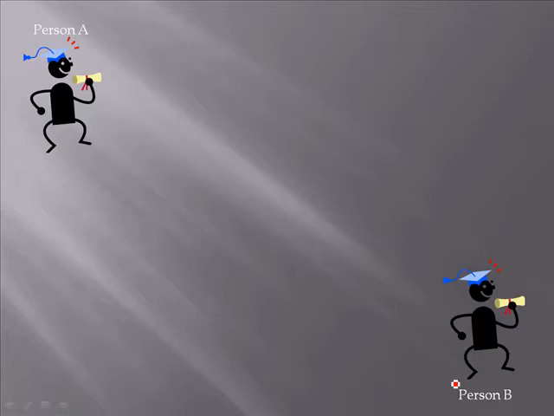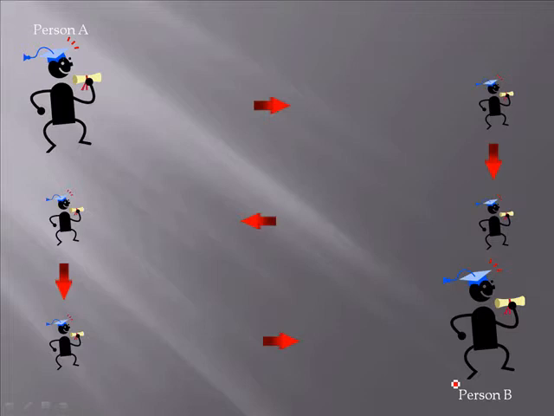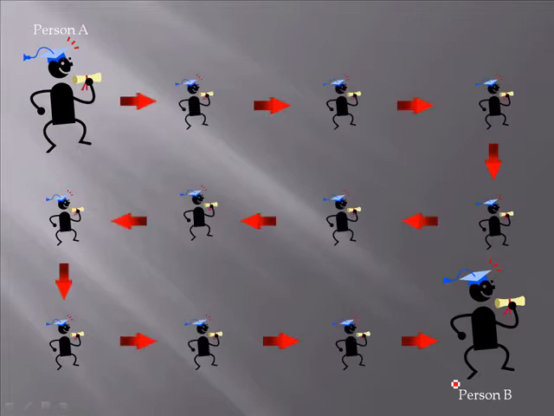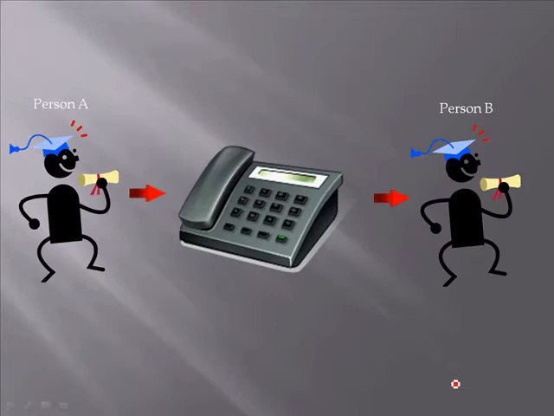Let's pretend it's the year 1200 and person A wants to send a message to person B. However, telephones have not been invented yet, so the only way you can do that is by spreading it from person to person. And the farther person B is from person A, the more people have to spread it through. Obviously, the farther person B is from person A, the harder it will be for the original message to reach person B. Now, fast forward to the year 2000, and telephones have now been invented. So if person A wants to send a message to person B, he can now do so directly.